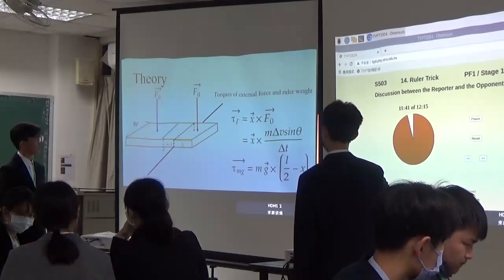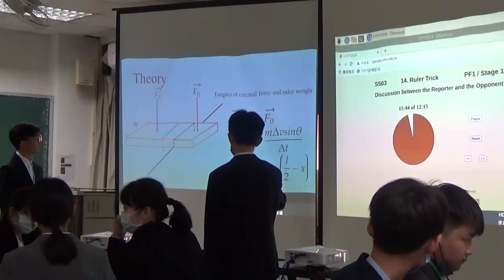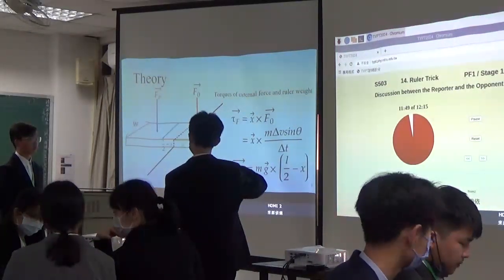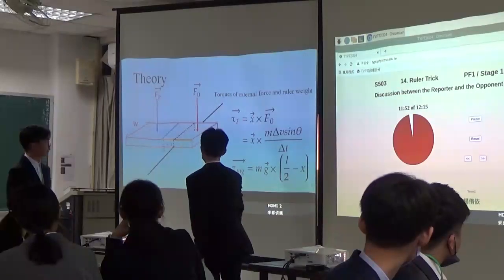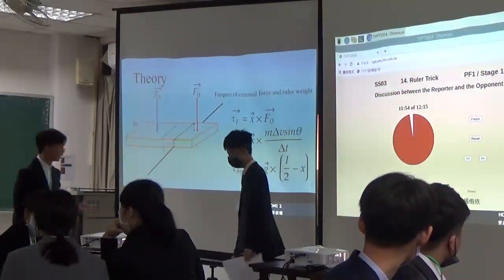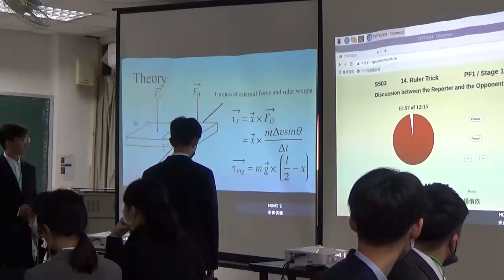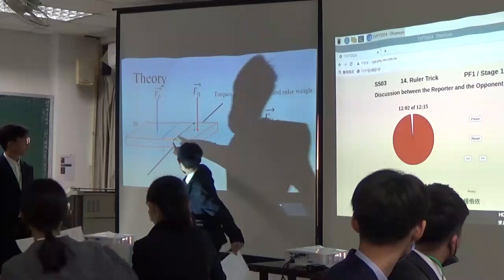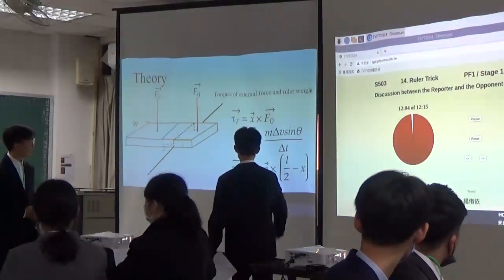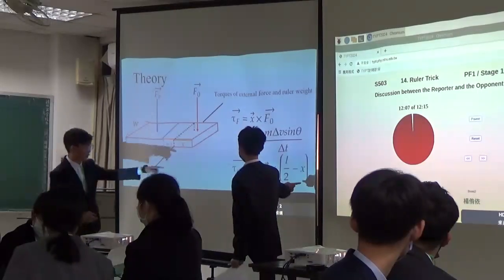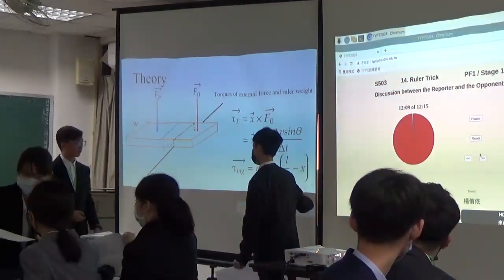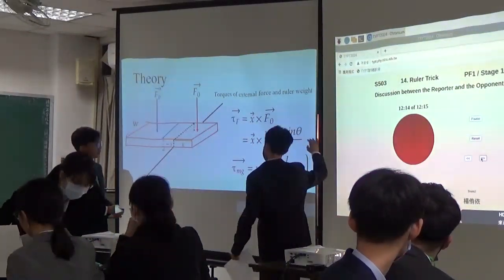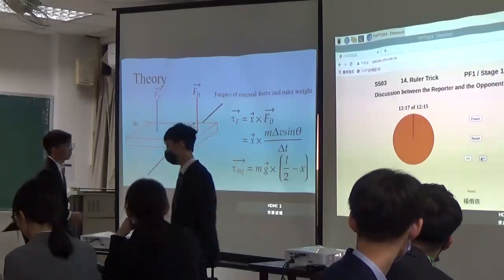Yes. You consider your fixed point here, right? So a capital L minus x should be here, right? Oh yes. Is this one for the ruler? This one is for the ruler and this one is for the ball. But you should consider the gravity of the ball.